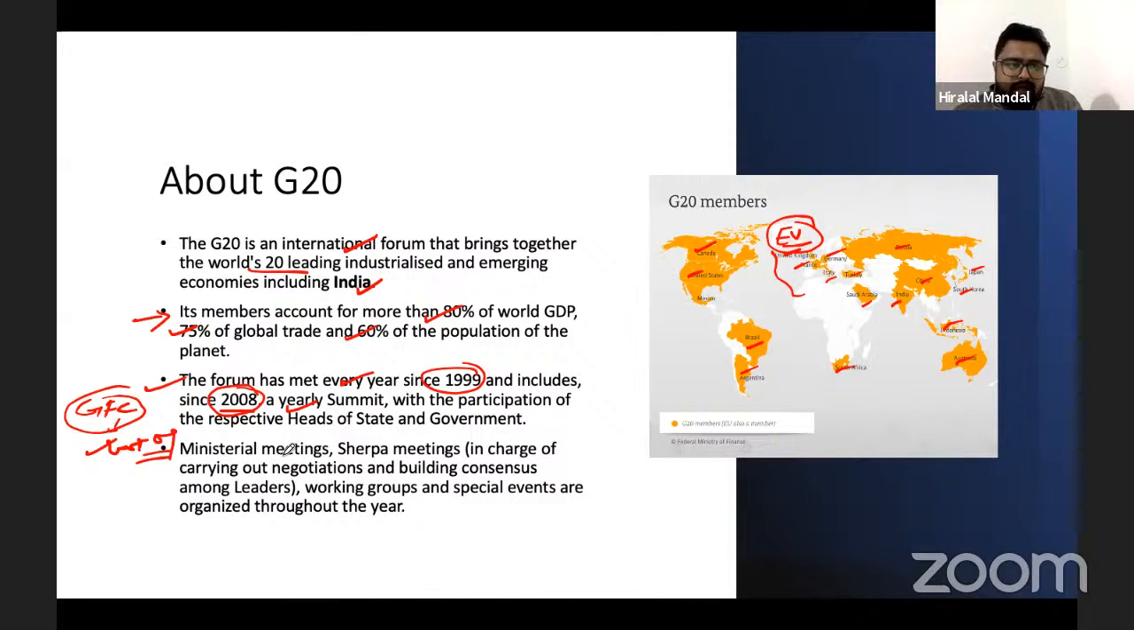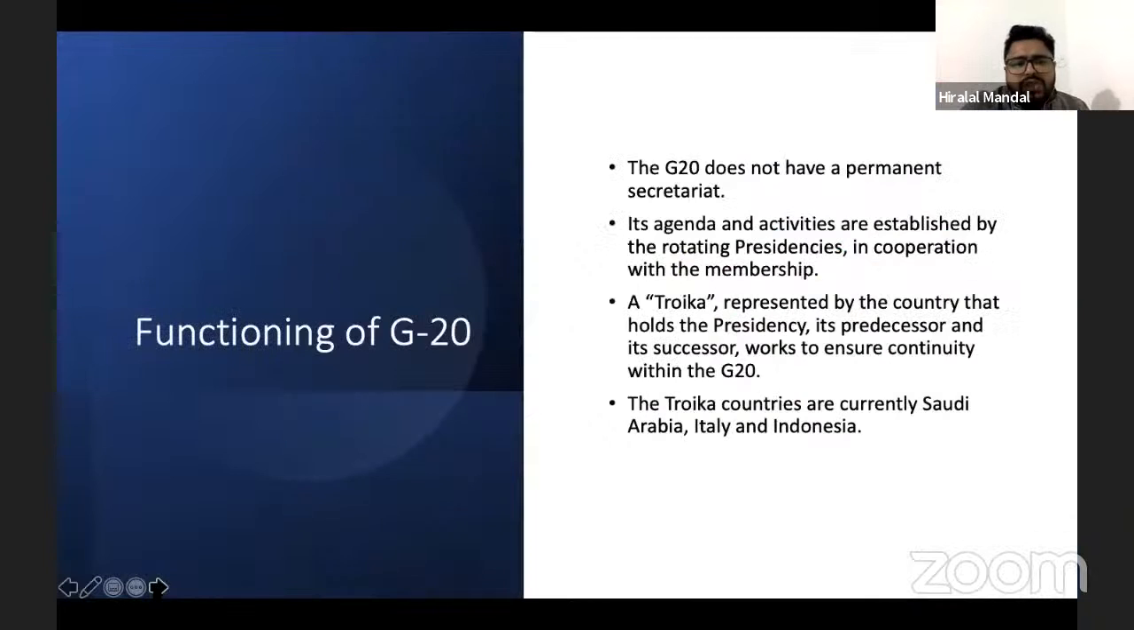There are also ministerial meetings apart from the heads of state, who also meet at the G20 summit. There are ministerial meetings. There are Sherpa meetings. Sherpas are appointed for the G20, and these meetings also go on at the event. So this is brief information about how the G20 works.